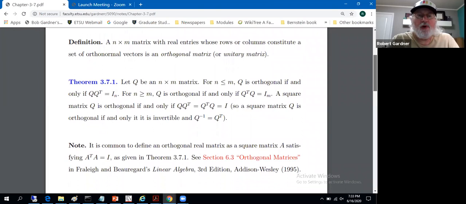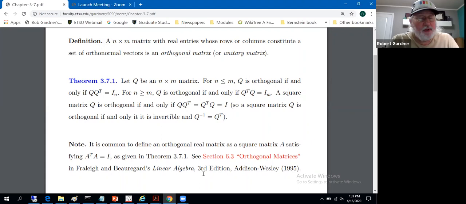In sophomore linear algebra, I'm most impressed if your sophomore linear algebra class covered orthogonal matrices. I've been teaching linear algebra a long time and I don't think there's enough time in a single semester to get quite as far as orthogonal matrices. If you get that far, then something else has to go. But in my favorite linear algebra book, Fraleigh and Beauregard's Linear Algebra, an orthogonal real matrix is defined as a square matrix satisfying this condition.